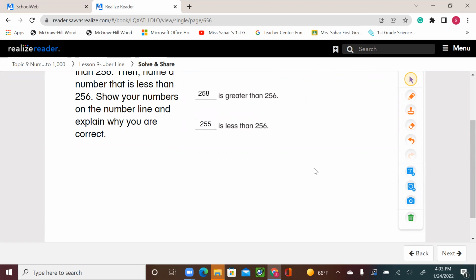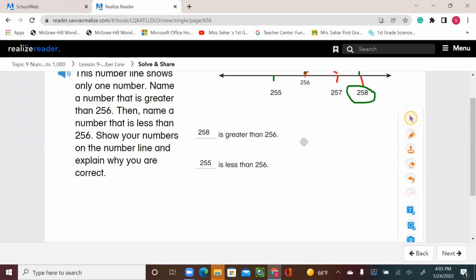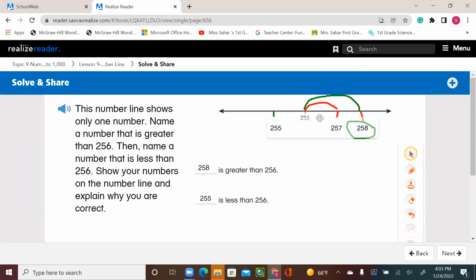So that's it. Just use the number line. You have the number, and now you put this idea in your head: the number that comes on the left side would be the less than, and the number that comes on the right side, after the number you're talking about or looking at or comparing with, will be the greater number.